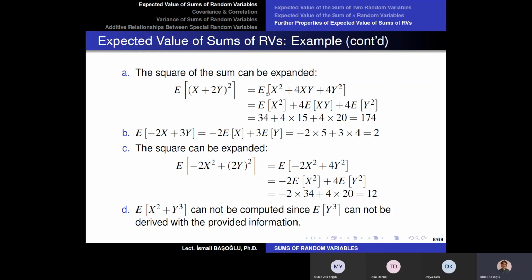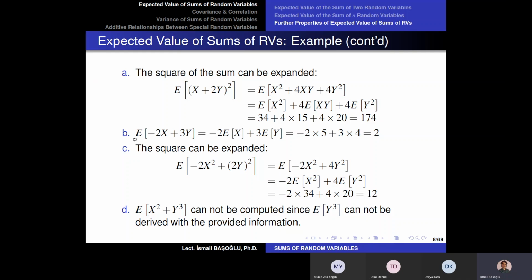I can rewrite the expectation of the sum of these three components as the sum of individual expectations. So I can say the expected value of x squared plus, taking this 4 outside the expectation, 4 times the expected value of xy, plus, taking this coefficient also outside the expectation, 4 times the expected value of y squared. The expected value of x squared is 34, the expected value of x times y was 15, and the expected value of y squared is calculated as 20, and therefore the result should be 174.